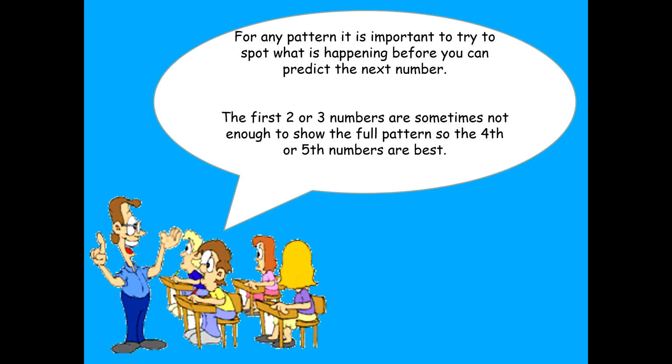Now, for any pattern, it's very, very important to try and spot what's happening before so that you can predict the next number. Now, we've looked at that many times before, but with some of these more tricky number patterns, the first 2 or 3 numbers sometimes don't give us enough to see the full pattern. So we need to try and look as far into the pattern as we can, just to check and make sure. If you're not sure, you just go back and check from the beginning one more time. We're going to practice that a little bit today.